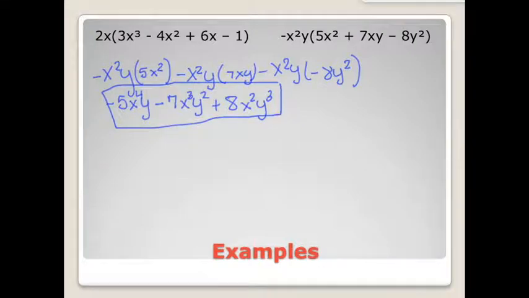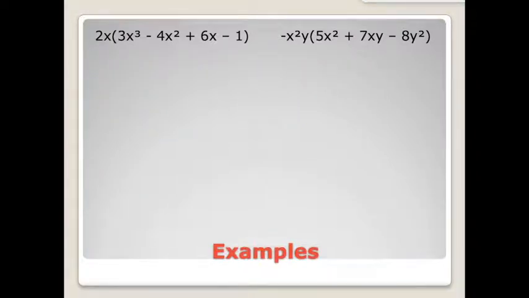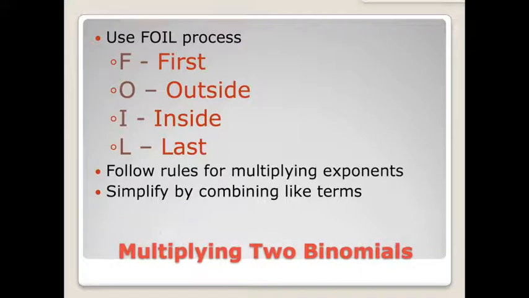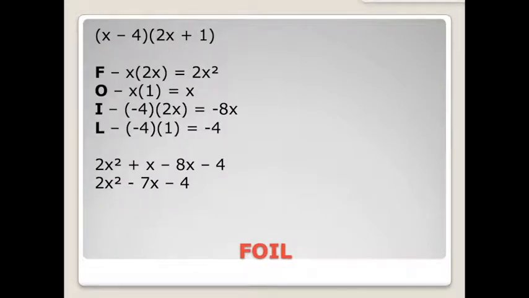Okay, so that is multiplying monomials. So, when we multiply binomials, we use a method called FOIL. So, the F stands for first, the O stands for outside, the I stands for inside, and the L stands for last. Follow rules of multiplying exponents. Simplify by combining like terms.